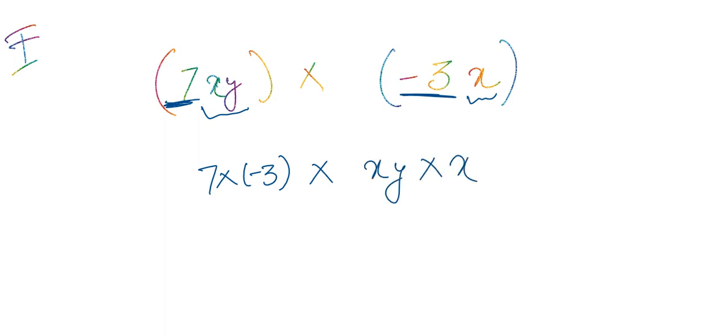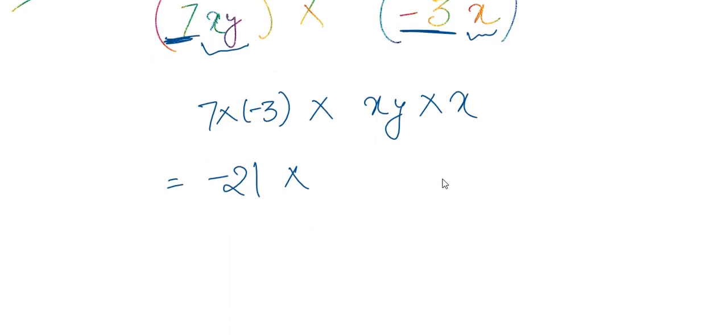So 7 cross minus 3, can you just guess? Can you just pop your answer? Yeah, it's minus 21. Cross x y. Here you would be applying your laws of exponents, which I've just mentioned about the concept. See, if I have nothing written here, it would be 1 only.